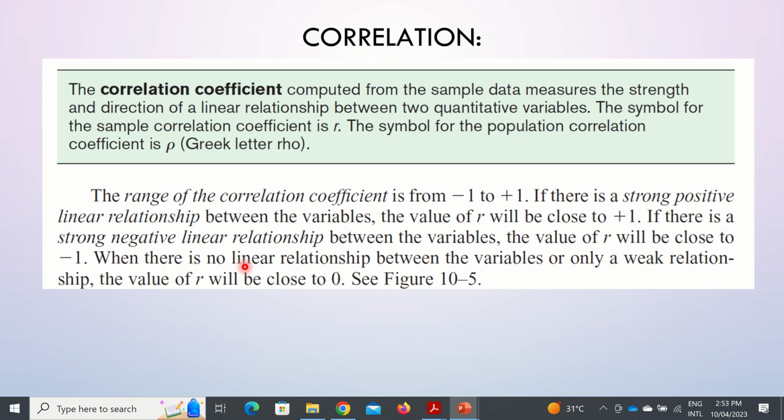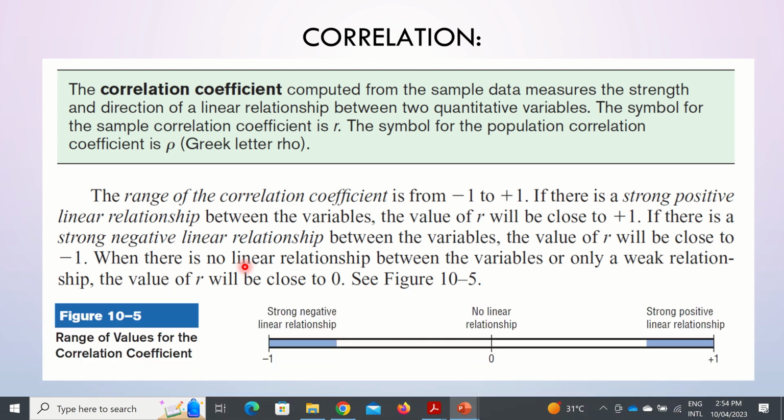And that can be observed in this figure as well. If there is no linear relationship, the value of r will be 0. If there is a strong positive relationship, the value of r will be close to 1. And if there is a strong negative linear relationship, the value of r will be close to -1. And if it is close to 0, there will be a weak relationship in the data. In this region there will be a weak negative relationship, while in this region there will be a weak positive relationship, right?